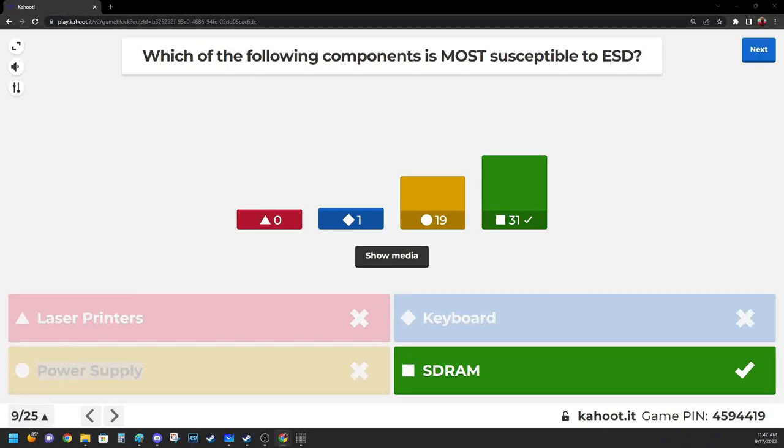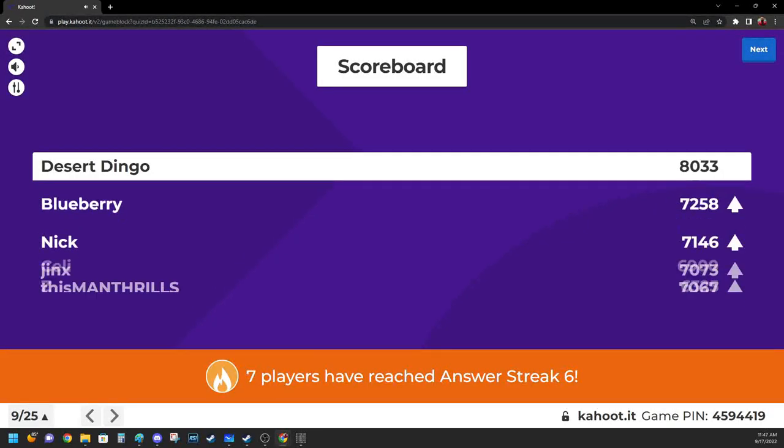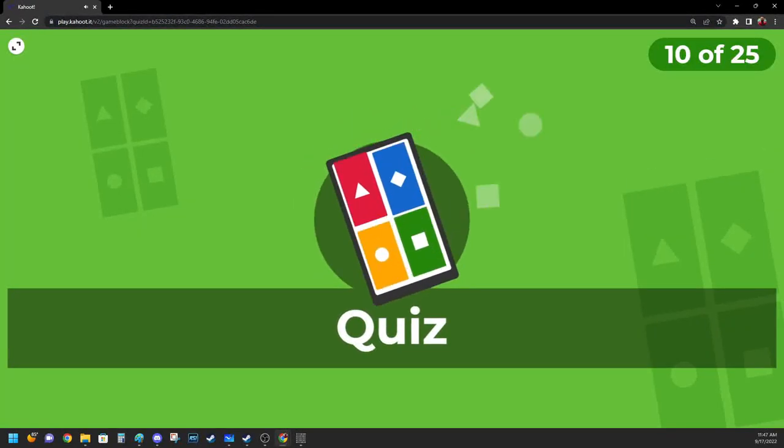Never choose power supply for an ESD question, unless it's what can you touch to avoid ESD. You can't destroy a power supply with ESD as it has a ground built into it. So keep that in mind, please. Question 10.